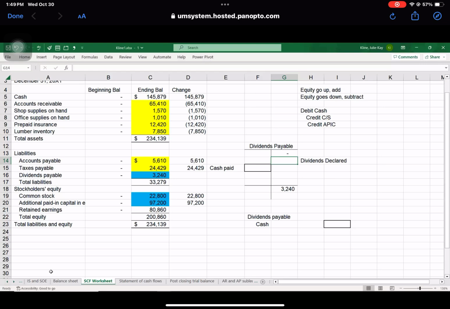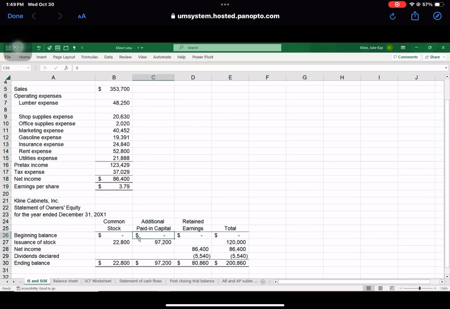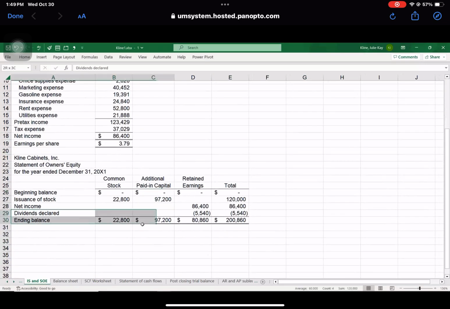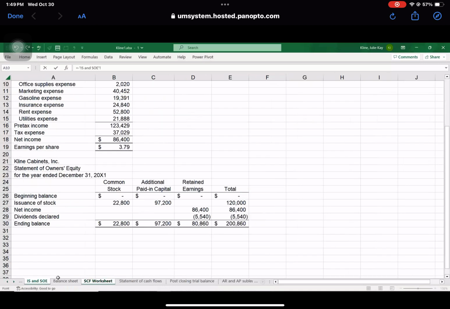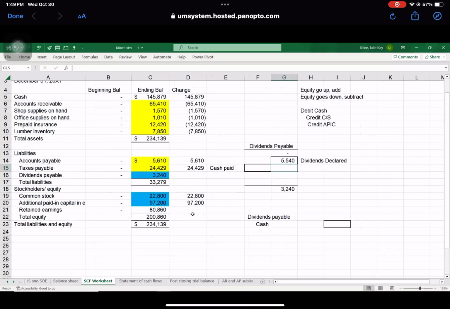So I'm going to go to my statement of equity because I know it's a part of equity. And I'm going to come down here and look at dividends declared. And that's my total credit of what we will pay our shareholders. We don't know what we've paid or haven't paid them yet. So on my cash flow worksheet, I'm going to hit equals and do a negative sign because I want it to show up as positive right here. So that's my total dividends declared, which I got from the statement of equity.